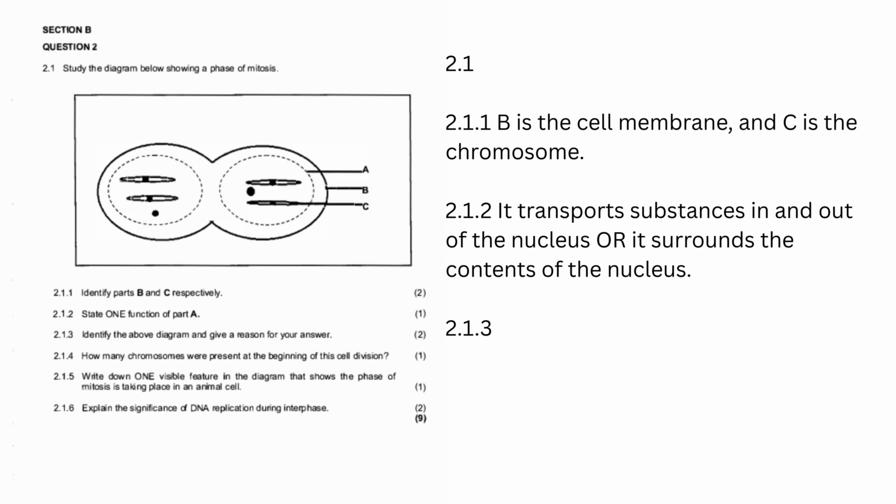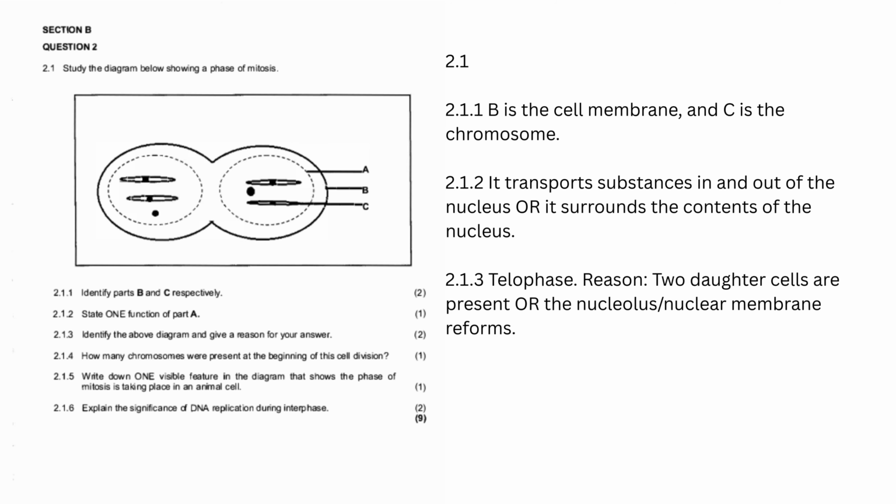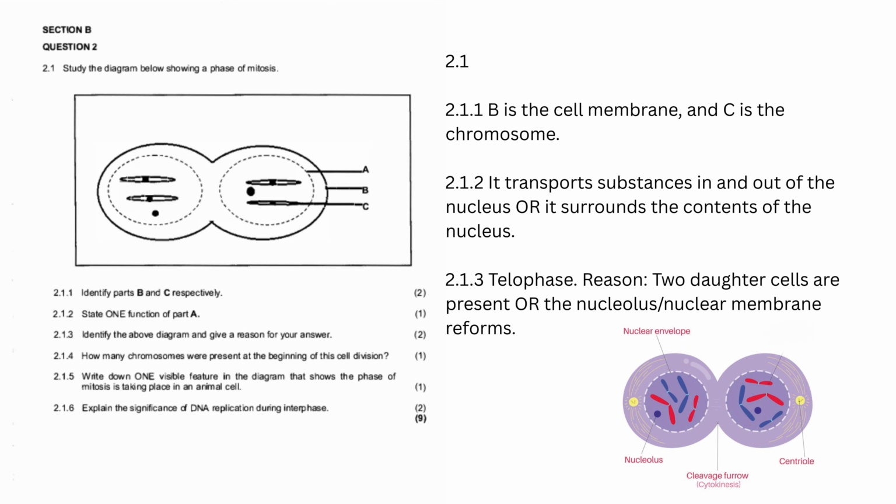Question 2.1.3. Identify the above diagram and give a reason for your answer. The above diagram is telophase. The reason: two daughter cells are present, or the nucleus or nuclear membrane reforms. Okay? So how can we tell? Look closely at the shape of the cell. It's no longer just one round blob. It's stretching and starting to pinch into two.